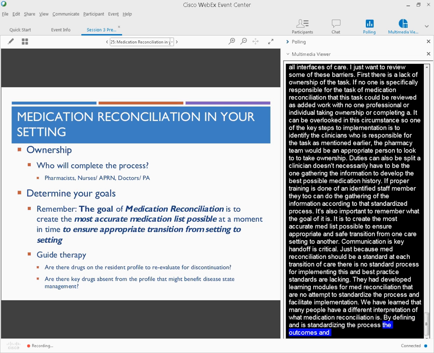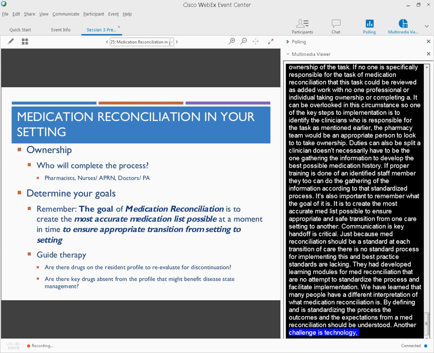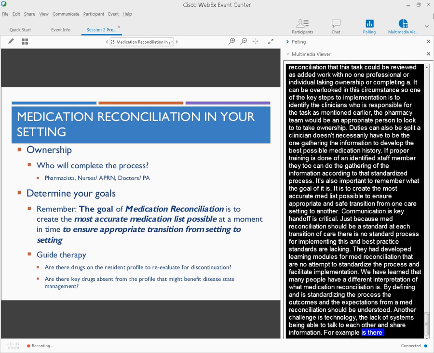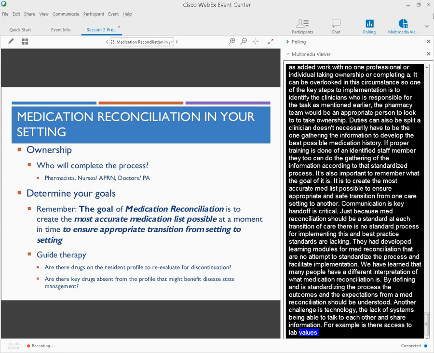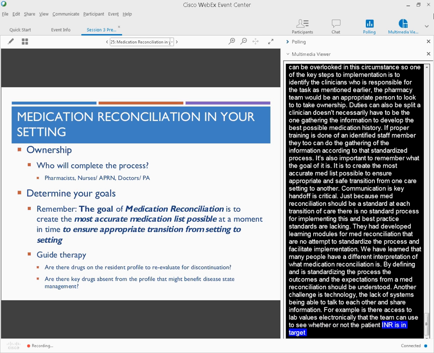Another challenge is technology and the lack of systems being able to talk to each other and share information. For example, is there access to lab values electronically that the team can use to see whether or not the patient's INR is in target range? Until systems can really talk to each other, this is going to continue to be a challenge.